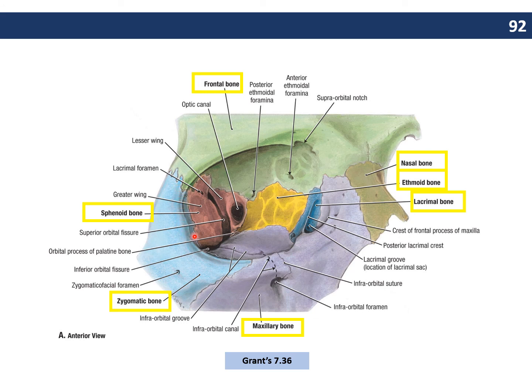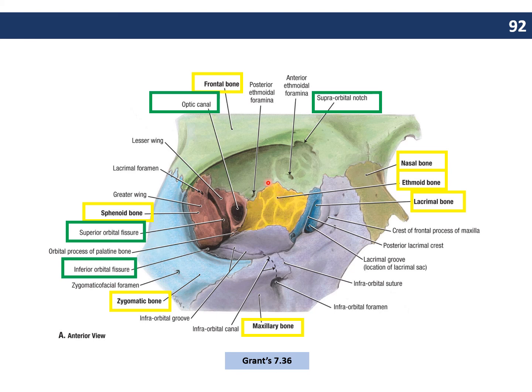The orbit itself is complex in structure in that it's made up of multiple bones: the frontal bone, the sphenoid bone shown here, the zygomatic bone, the maxilla, the lacrimal bone, and the ethmoid bone. And then there are several openings within the bony orbit. The optic canal, where the optic nerve enters the posterior aspect of the eyeball. The superior orbital fissure is shown here.